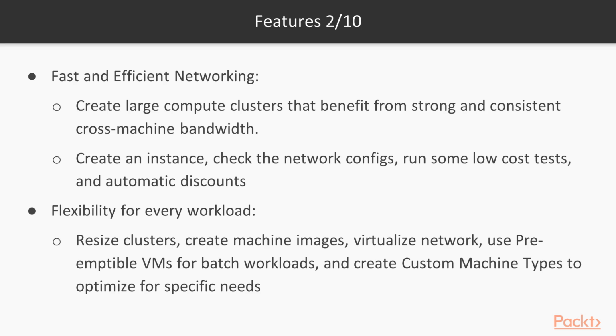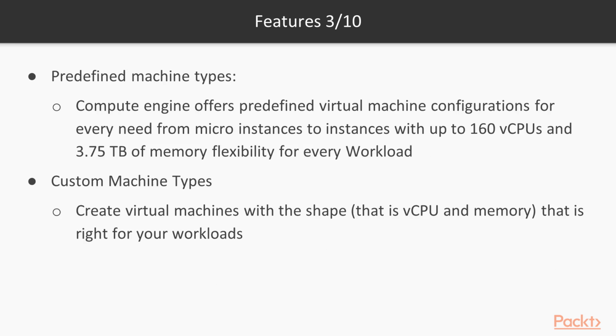Create large compute clusters that benefit from strong and consistent cross-machine bandwidth. You can also connect to machines in other data centers and to other Google services using Google's private global fiber network. Create instance, check the network configs, and run some tests. You can resize your cluster, create machine images, virtualize your network, and use preemptible VMs for batch workloads and create custom machine types to optimize for your specific needs.